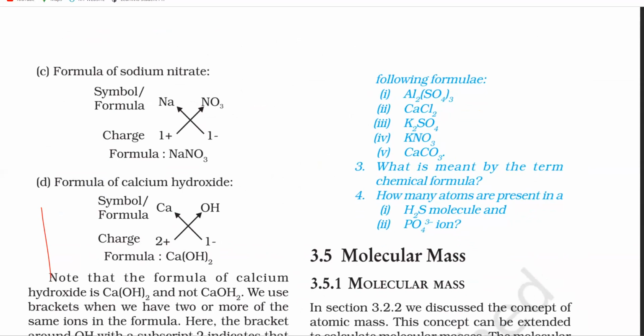Okay. Write down the names of the following formulas. For example, this is aluminium sulfate. So write the names of these all five. Al2(SO4)3, what is the name of this compound? Note it down. Only the second question, not the third and fourth. Write down the second question, all five parts: Al2(SO4)3, CaCl2, K2SO4, KNO3, CaCO3. What's the name of this?